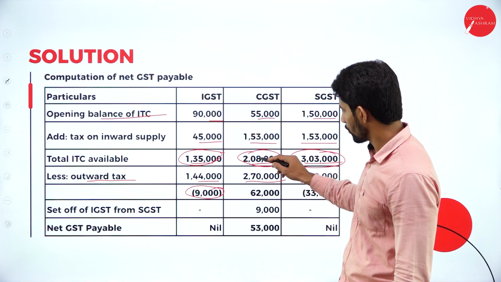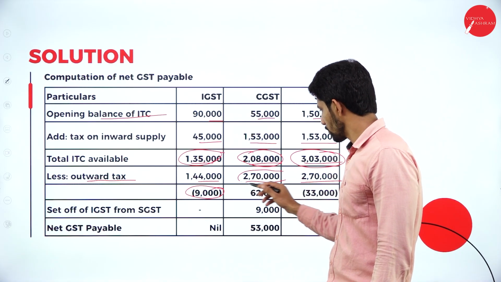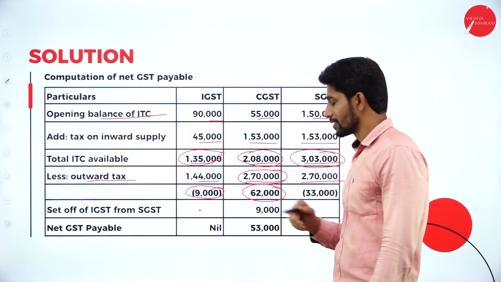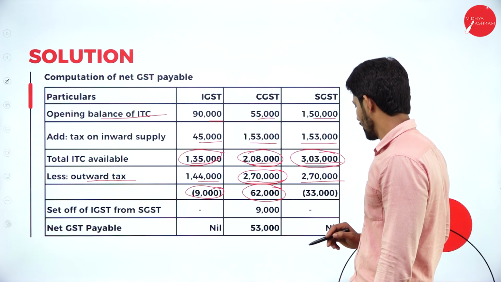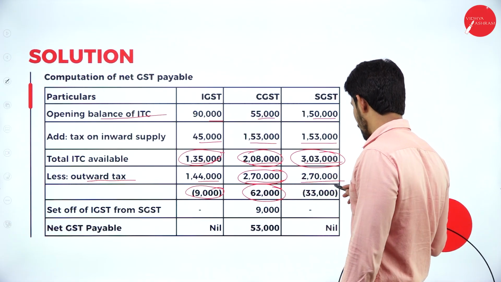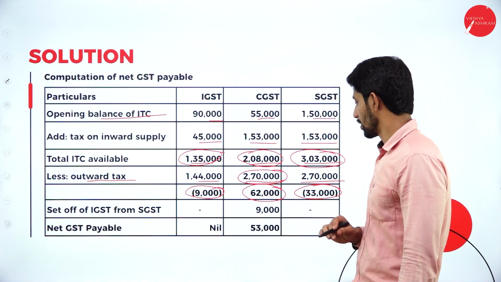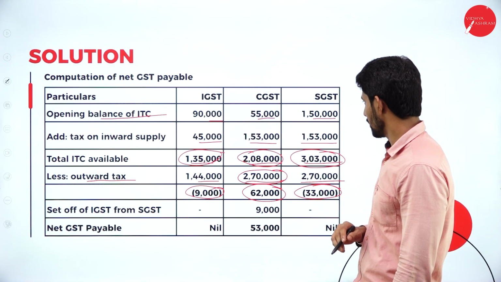In your account you have 2,08,000. But how much are you supposed to pay? 2,70,000. So here what is the balance? 62,000. Yet you are supposed to pay 62,000. Next, 2,70,000 you are supposed to pay, but in your account you have 3,03,000. Still you have the excess amount of how much? Yes, 33,000. So here you have the excess amount of 33,000.